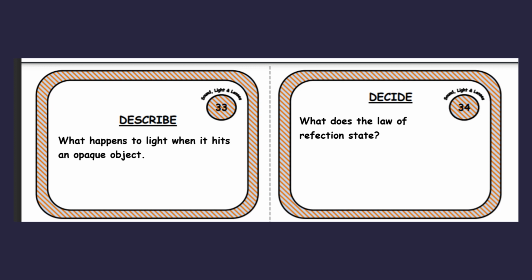What happens to light when it hits an opaque object? It creates a shadow. So the light might be absorbed or it might be reflected. The idea is light is not transmitted, does not go through it. So it's going to block the light and it's going to create a shadow.